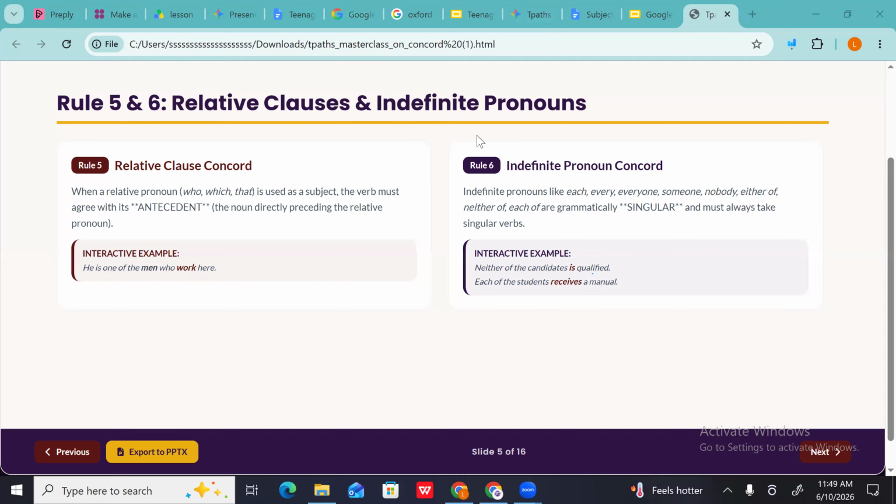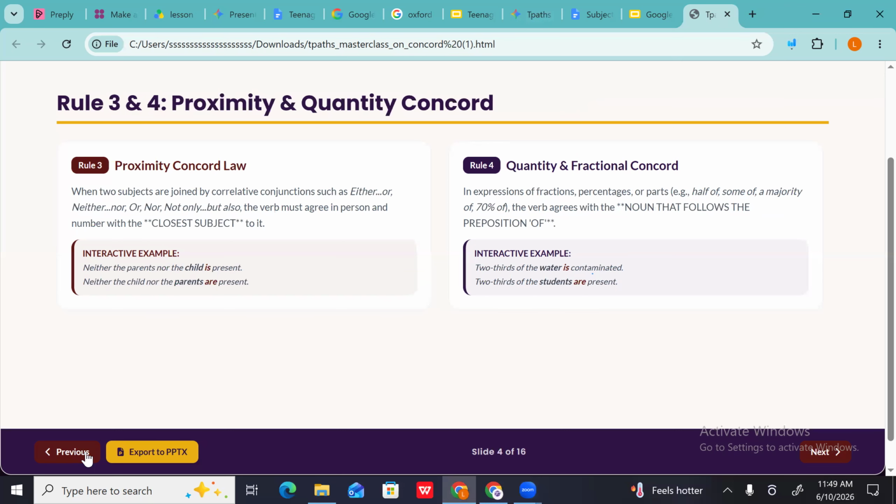Okay, someone said I should still explain rule 4 again. I'll be happy to do that. Rule 4 is related to quantity and fraction concord. In expressions of fractions, percentages or parts, which are related to mathematics, when you have half of, some of, a majority of, 70% of, the verb agrees with the noun that follows the preposition of. Any noun that follows this of will determine the verb.